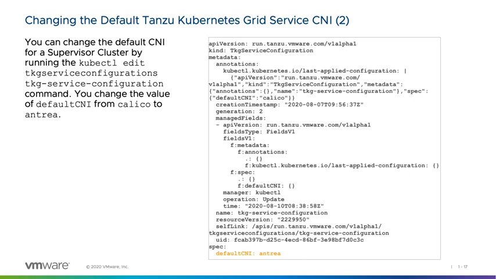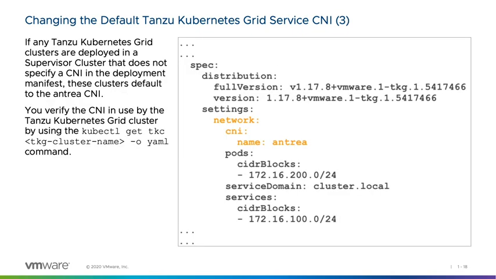If any Tanzu Kubernetes Grid clusters are deployed in a supervisor cluster and they do not specify a CNI in their deployment manifest, these clusters will then default to Antrea. Existing Tanzu Kubernetes Grid clusters already deployed in the environment will not have their CNI changed. You can verify the CNI in use by a Tanzu Kubernetes Grid cluster by using the kubectl get tkc command against the Tanzu Kubernetes cluster's name and outputting the output as YAML.